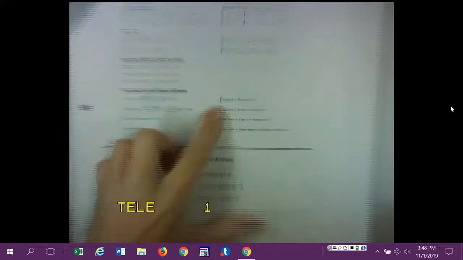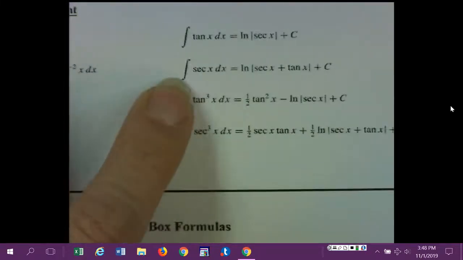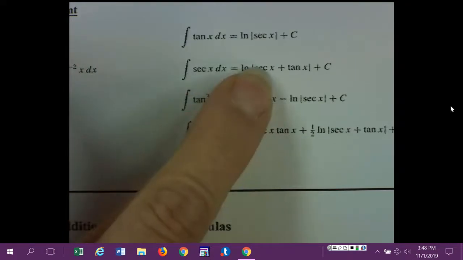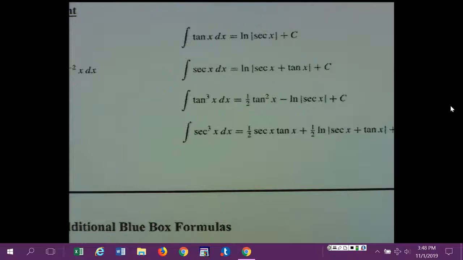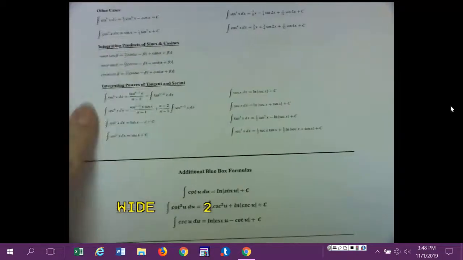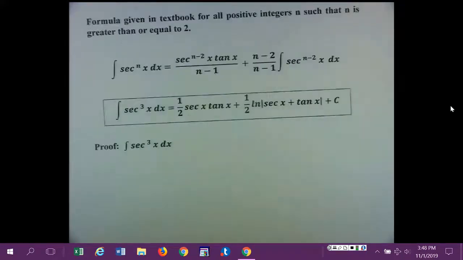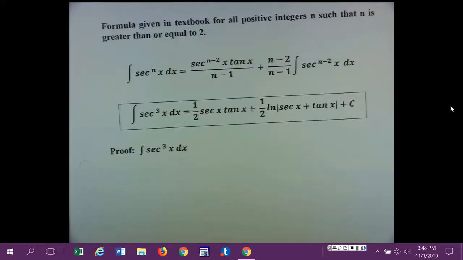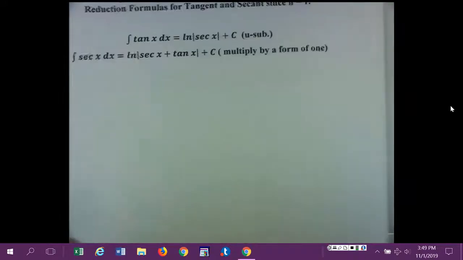You will never have to derive the blue box special for just plain old tangent or plain old secant. But it is nice to be able to show how they did come up with these formulas. Again, they could not use the reduction formulas because n was equal to 1. So this is what they did instead. I'll write that out for you on paper.